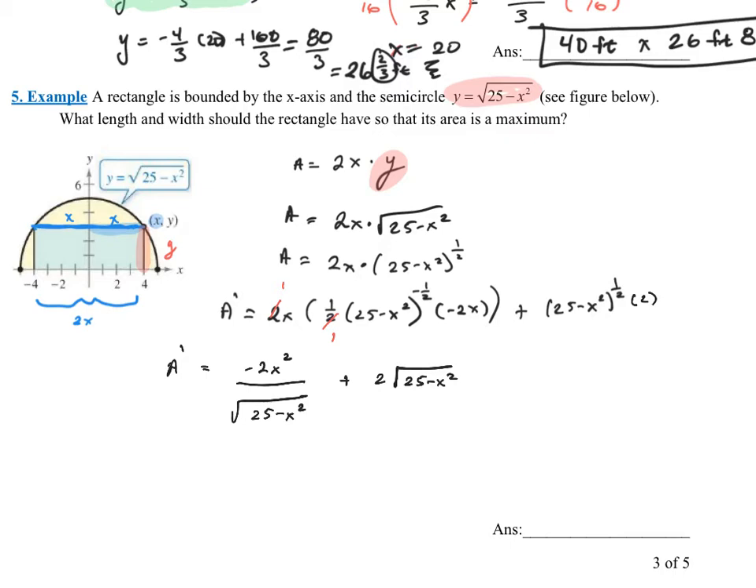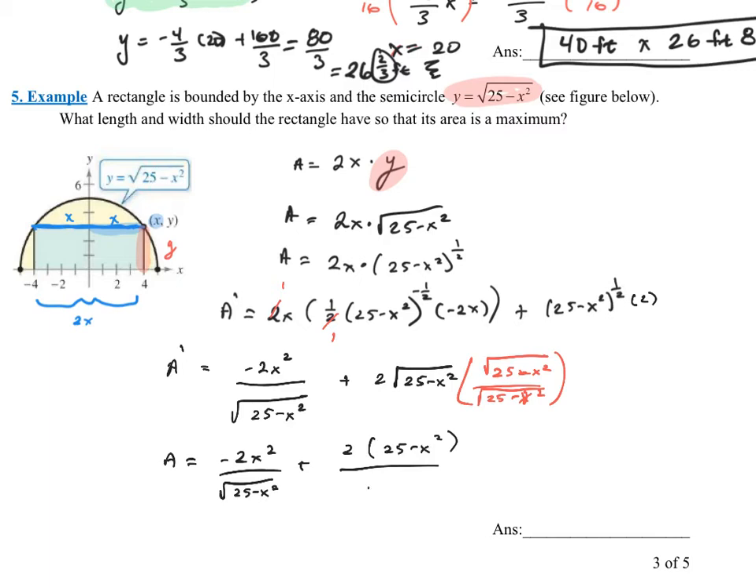I'm going to want to simplify that. What I'm going to do is get a common denominator on this one, so I can combine it into a single term. So I'll multiply the top and bottom times the square root of 25 minus x squared on both the top and bottom. If I did that, I would have A prime equals, well, I still have my minus 2x squared all over the square root of 25 minus x squared. Looks like I'd have plus 2 times, well, the square root of 25 minus x squared times the square root of 25 minus x squared is 25 minus x squared. I'll distribute that 2 momentarily. And then on the bottom, I have the square root of 25 minus x squared.